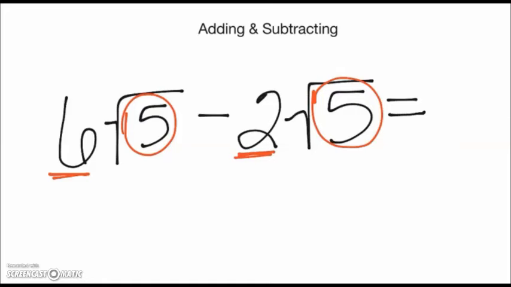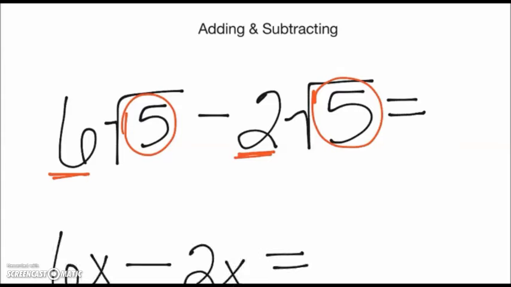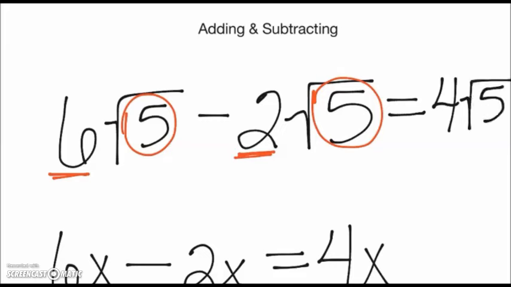So again, just like with x's, I'm subtracting these. So if you're looking for a comparison, this would be equivalent to 6x minus 2x, right? And 6x minus 2x, I subtract the 6 and the 2, and I get 4x. Very similarly, I subtract the 6 and the 2 in the radical, and I get 4 square root of 5. This is my answer for 6 square root of 5 minus 2 square root of 5. This process works the same way whether you're adding or subtracting, so you can do that with both.